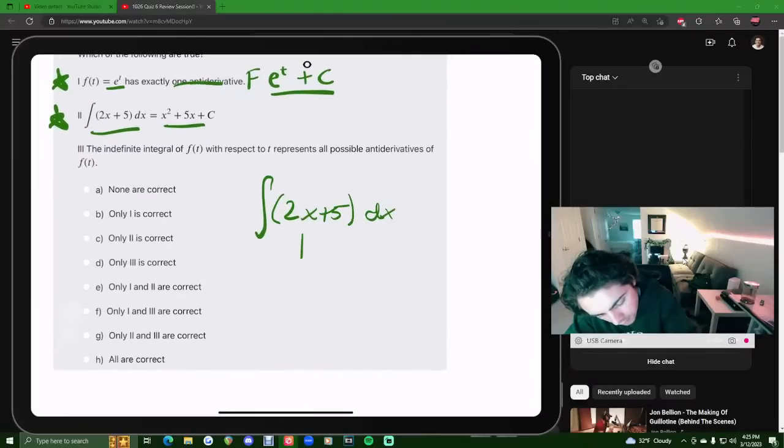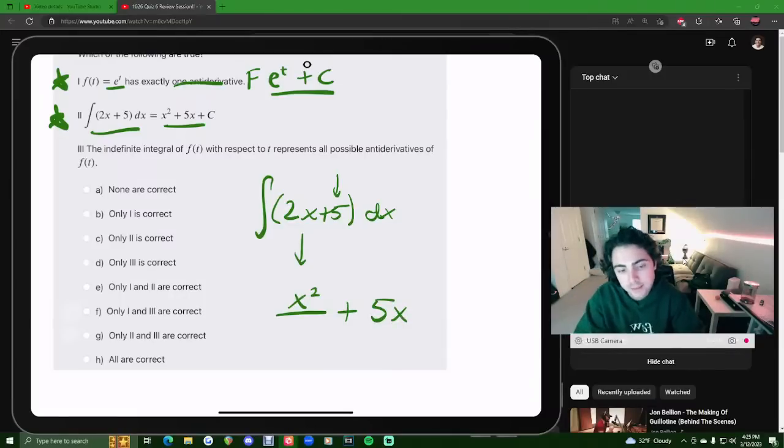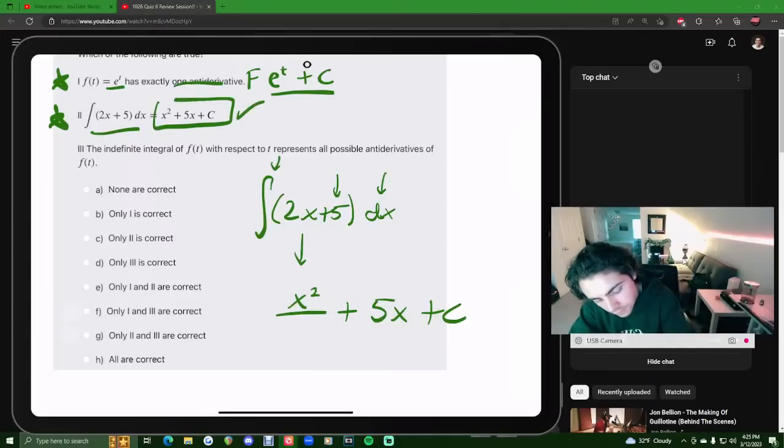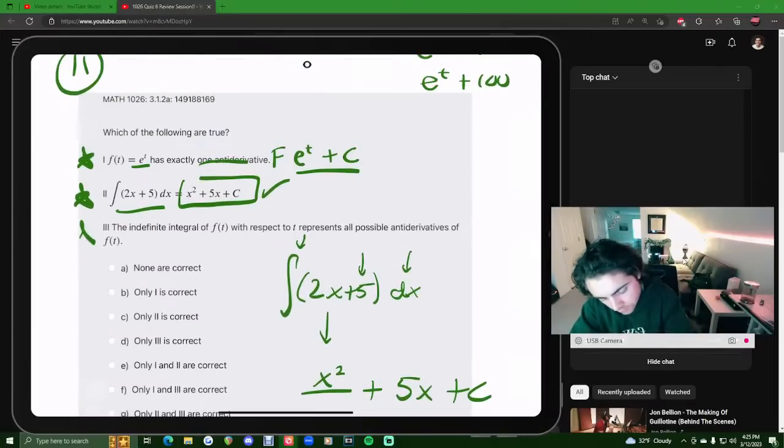So the integral of 2x, you could do our reverse power rule, where we add 1 to the exponent and divide by that new exponent, and then 2 over 2 cancel, so you're left with just x squared. And then if you have just a constant, the antiderivative of just a constant is the constant times x. And then if you're taking the antiderivative, or the indefinite integral, you've got to add plus c. So x squared plus 5x plus c checks out. So 2 is true.